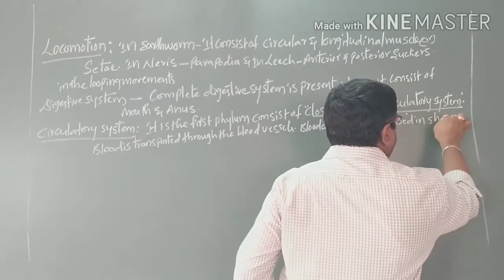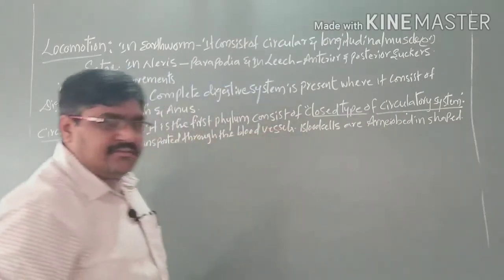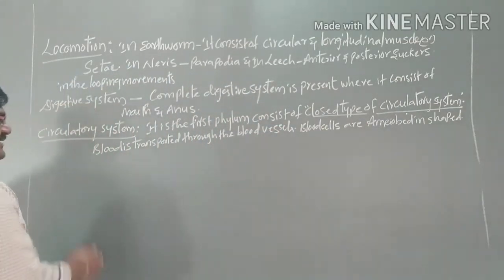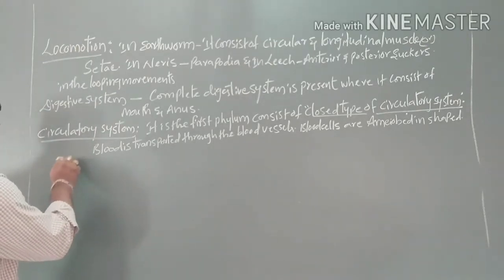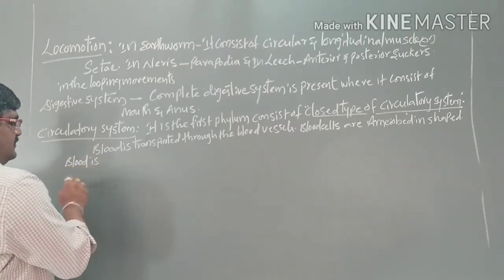The blood cells are amoeboid in shape. And here the blood is in the form of a colored fluid, sorry. Here blood consists of, blood is dissolved, sorry.